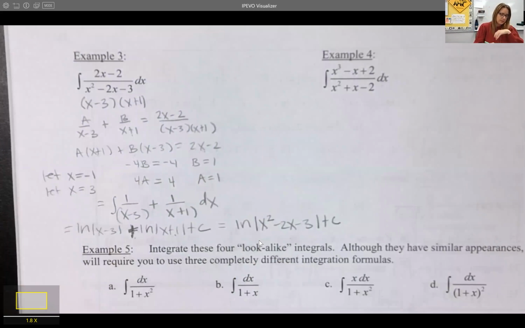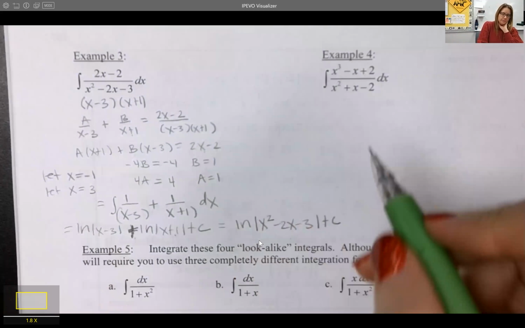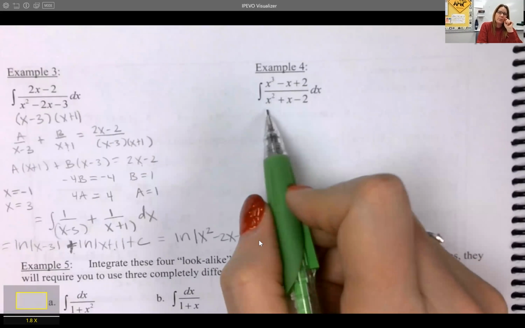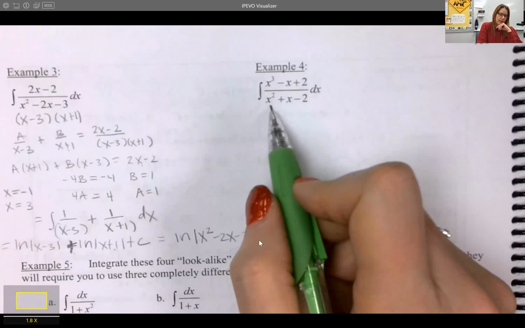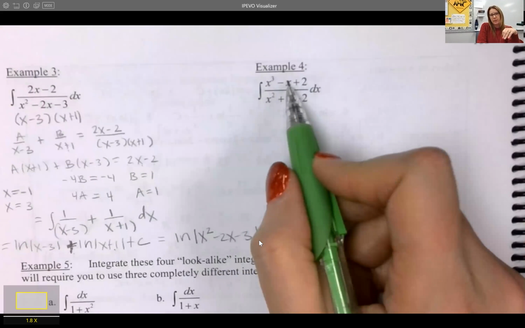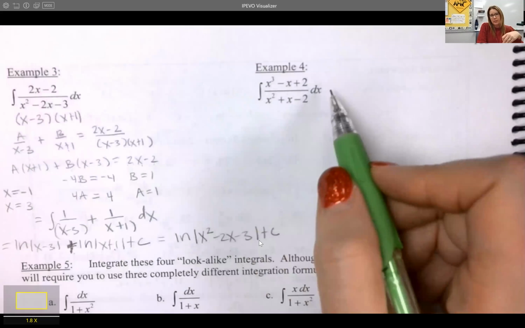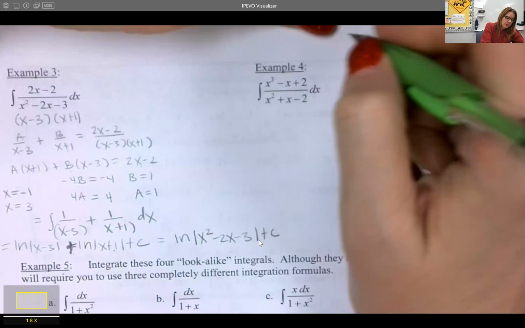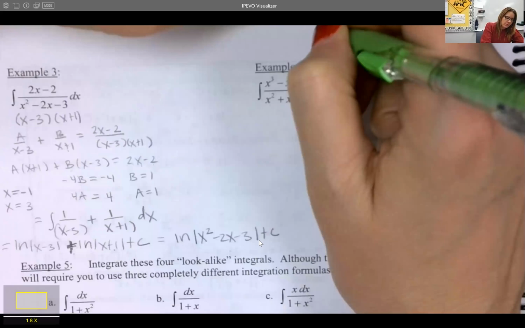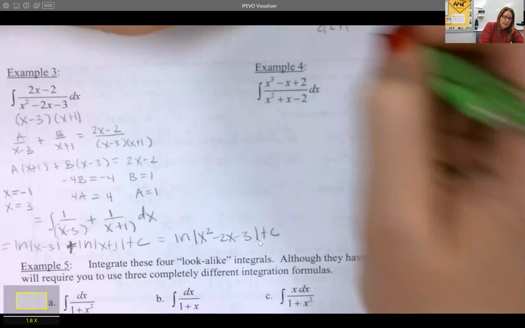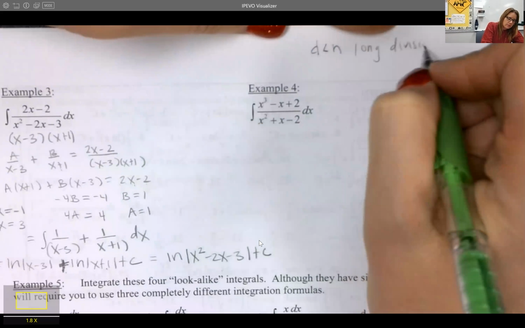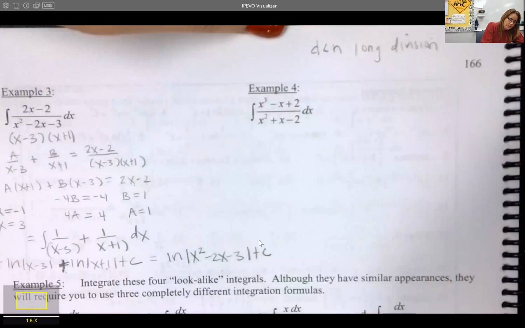Okay, so here, I'm looking at this, and I notice that the bottom is smaller than the top. So when the bottom is smaller than the top, what do we do? Okay, so the denominator is less than the numerator. When we have that, we do long division. Okay, so I'm going to do long division.